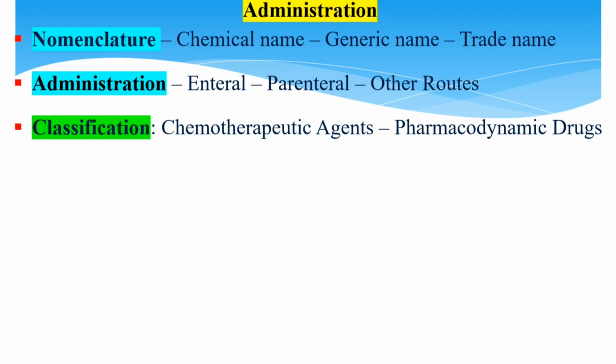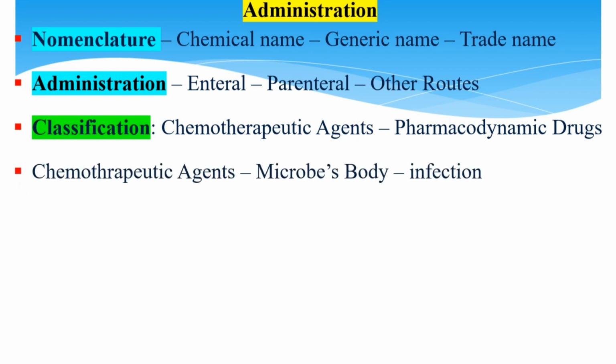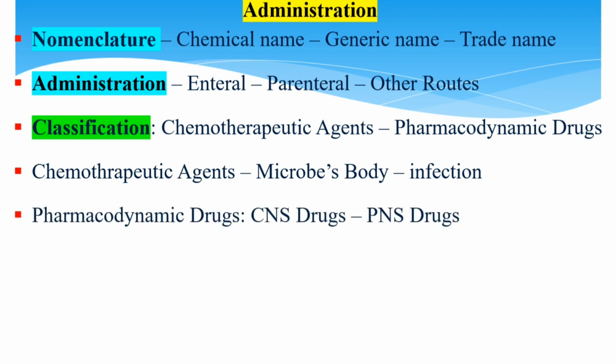So this classification of drugs is subdivided into 4 parts: 2.2, 2.2a, 2.2b and 2.2c. Under classification, basically we have seen that drugs can be broadly classified into 2 categories: chemotherapeutic agents and pharmacodynamic drugs. Under chemotherapeutic agents, we have seen that they can be antiseptics, antibiotics, antibacterials, antitubercular, antihelminthic, antiparasitic, antimalarial. All those come under chemotherapeutic agents, and a chemotherapeutic agent acts on the microbe's body and controls or prevents infection.